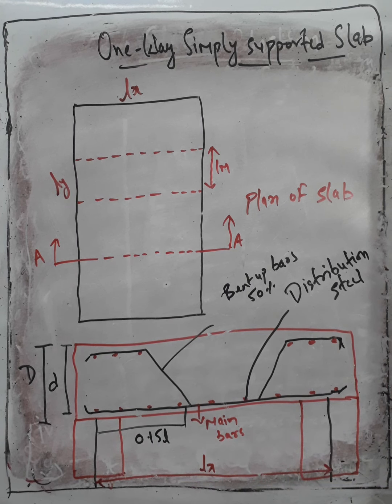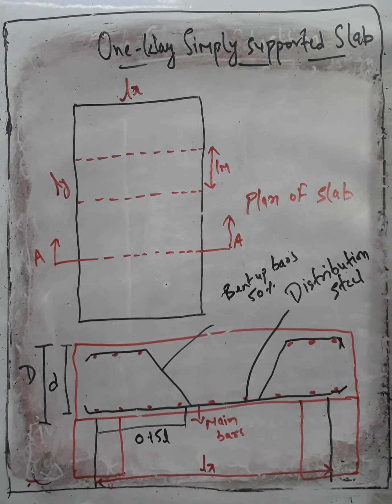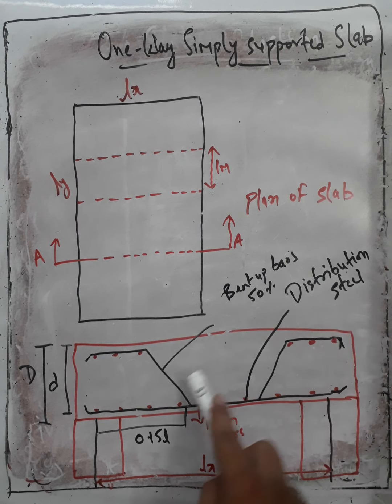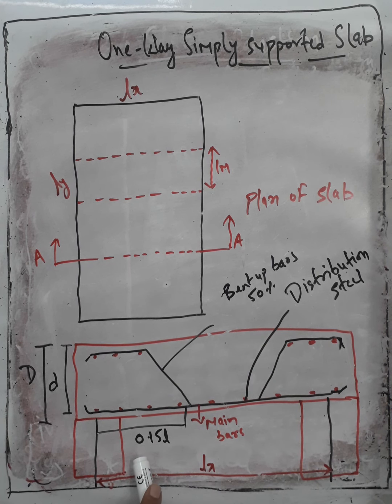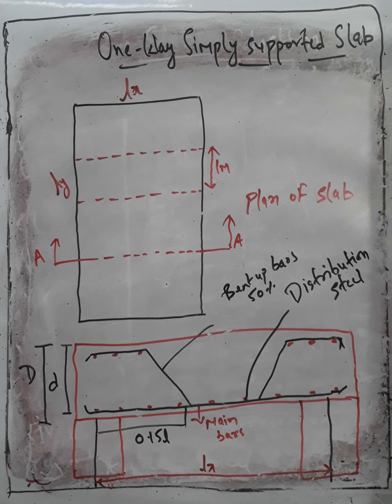This one is the main reinforcement. This red dot is the distribution steel. This is the bent up bars, and for the bent up bars, the distance from the support center to the bent up point is 0.15 L, and this span is Lx. So this is the detailed structure of our slab. When we solve a problem, after that we have to draw a diagram or detailing of the slab, like this.